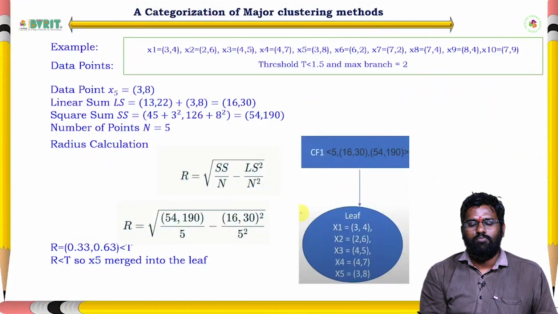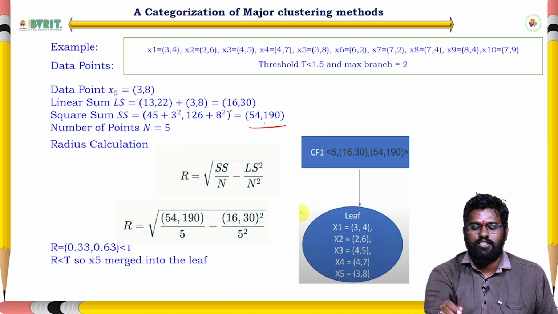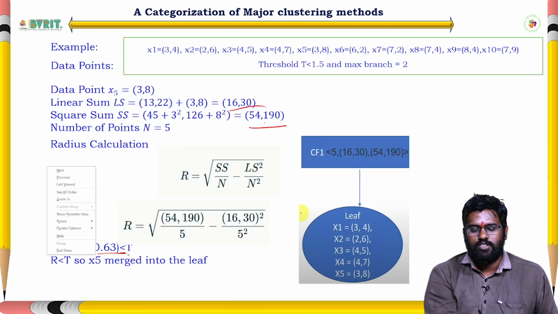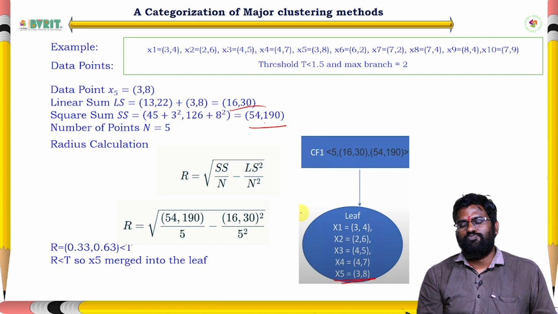Next, we do the same process for x5. So 5, 4, 190 and 1630 are there. We calculate this: 0.33 and 0.63 are less than 1. So now x5 is also moved into our structure. These are the CF1 values.